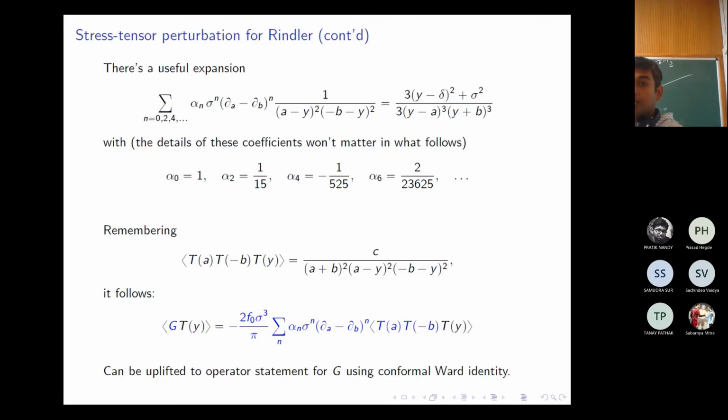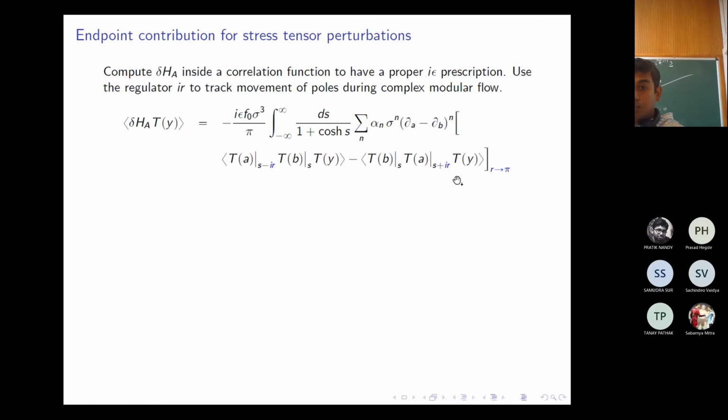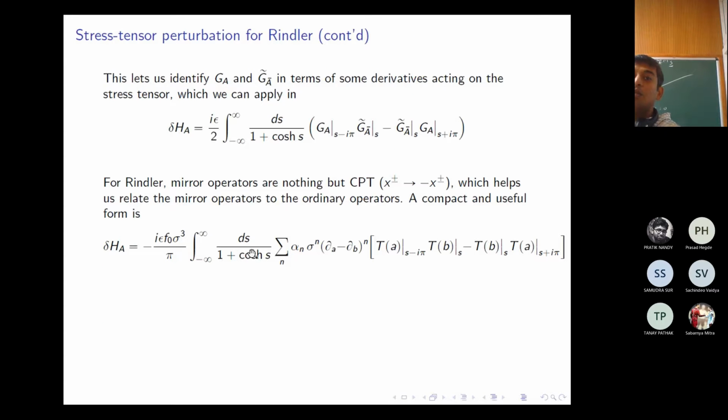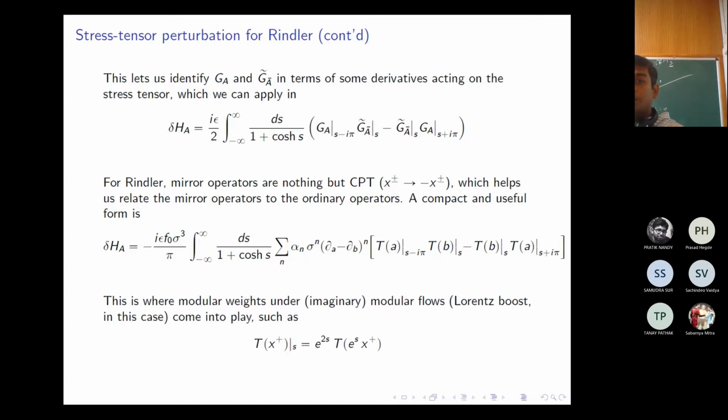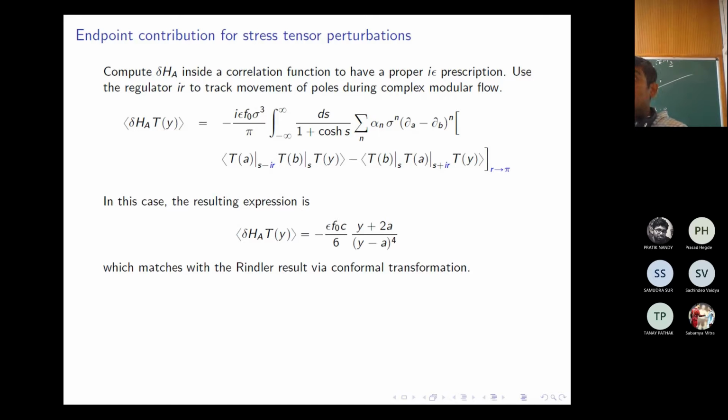And once you do that, you again put it in this Sarosugajin formula, you do some computation, and you get some result. And in all these computations, we will be careful by not just working at the operator level of delta HA, but we will actually, for clarity, consider it inside some correlation function. And you will get the result that you want to obtain.